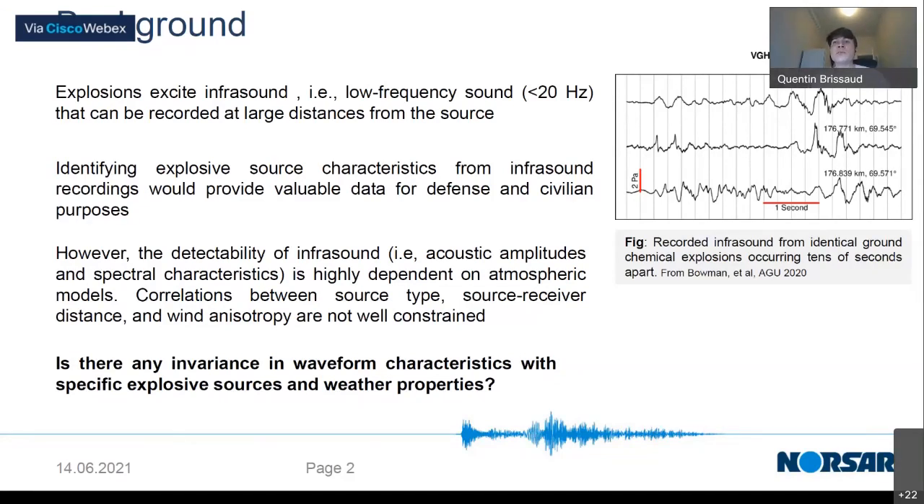And we observe significant differences due to local wind effects and temperature effects. We do not want to go into as much detail as they did in their study, but provide some qualitative assessment of the dependency of local artillery infrasound on source characteristics and local weather characteristics. This has implications for defense purposes, but also civilian purposes and conflict monitoring, if we have a good assessment of the source and if we can monitor that in real time.